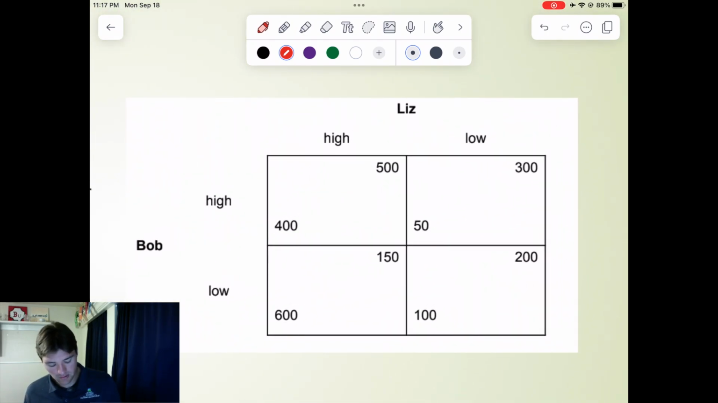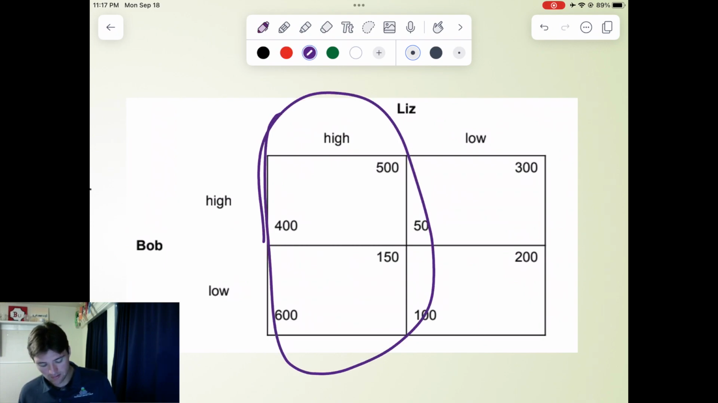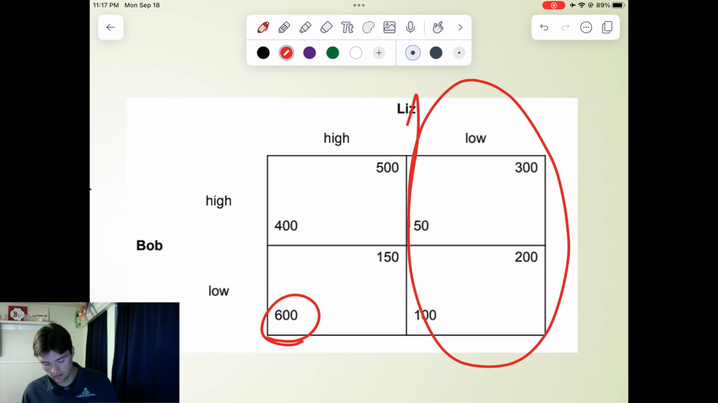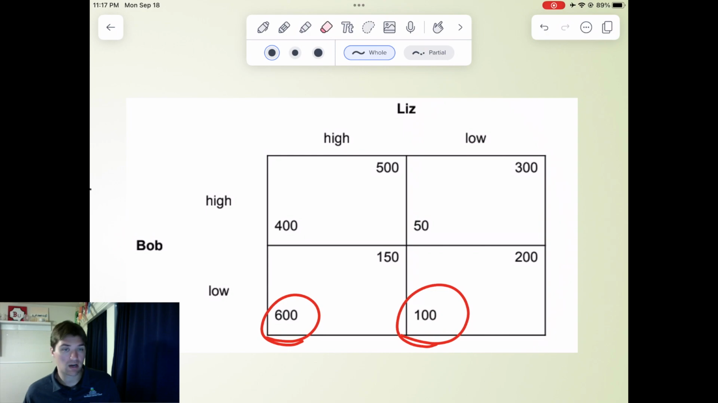Let's take a look at Bob. If we are Bob and Liz chooses high, so Bob is on the left, so therefore his profit numbers are on the left. Okay? So Bob will either get $400 or $600. If Liz chooses high, Bob will choose 600. And if Liz chooses low, then he will choose 100. So therefore, Bob always chooses low because he never chooses high.